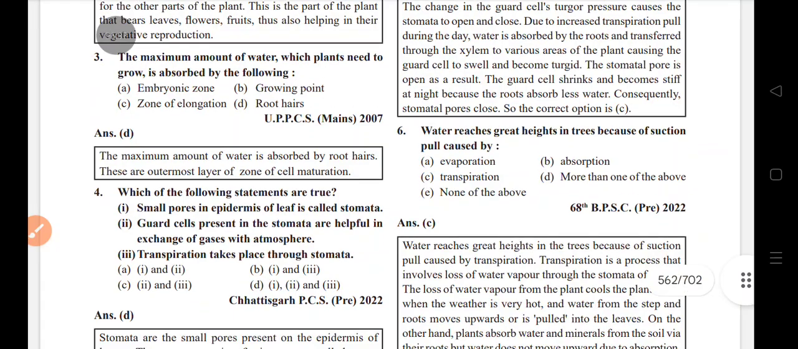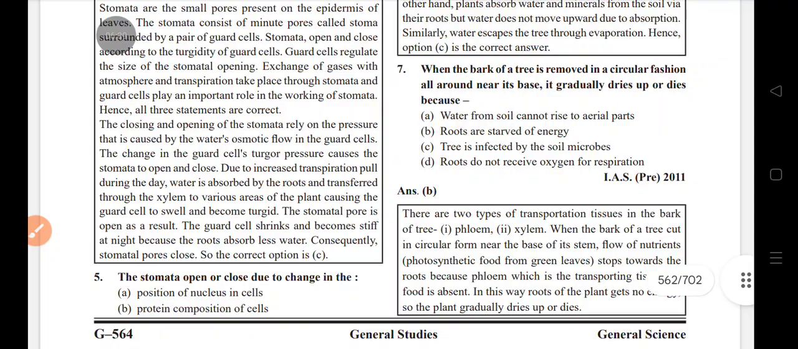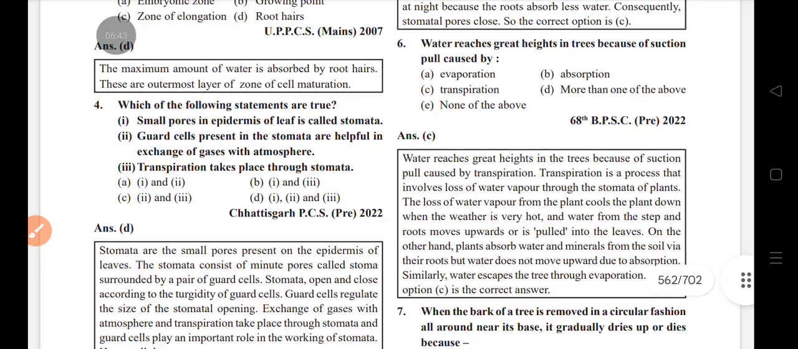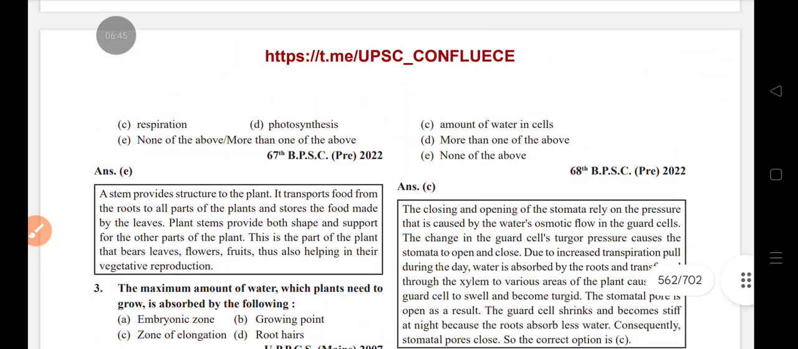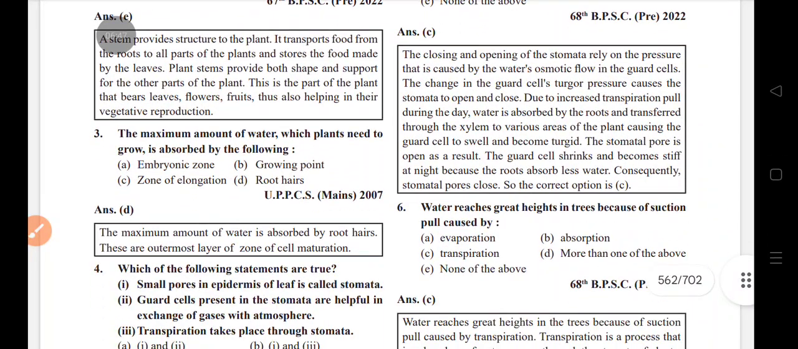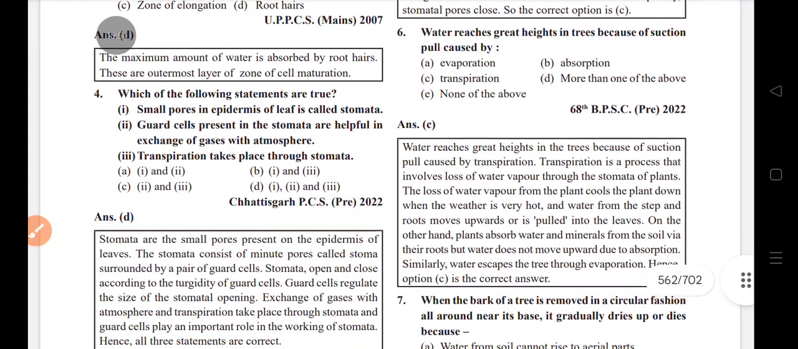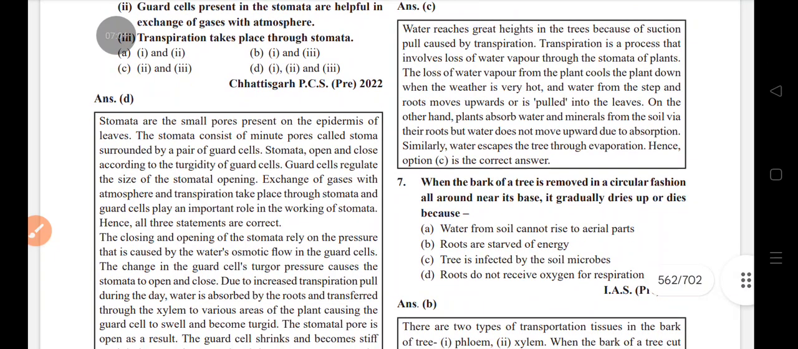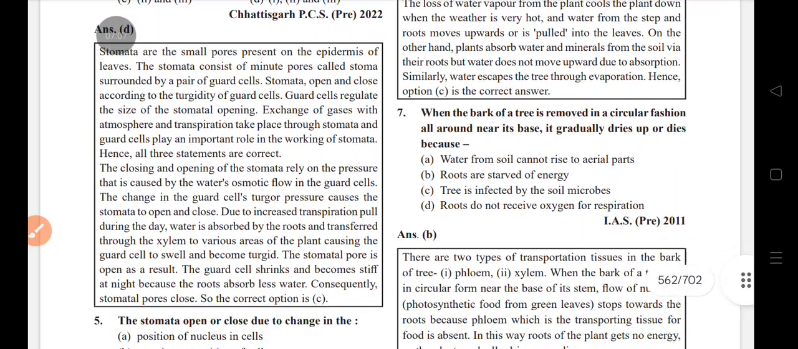Transpiration takes place through stomata. Stomata open or close due to change in the amount of water in the cell. Water reaches great heights in a tree because of the suction pull caused by transpiration. When the bark of a tree is removed in a circular fashion all around near its base, it gradually dries up or dies because roots are starved of energy.